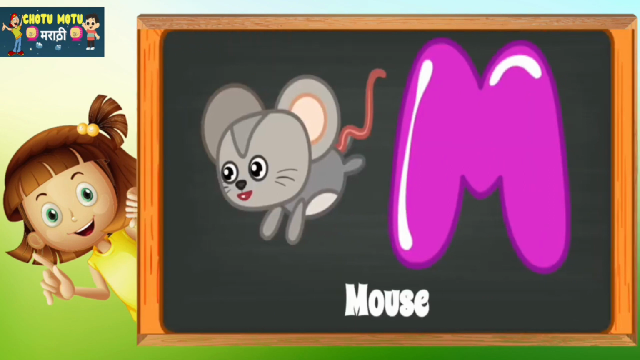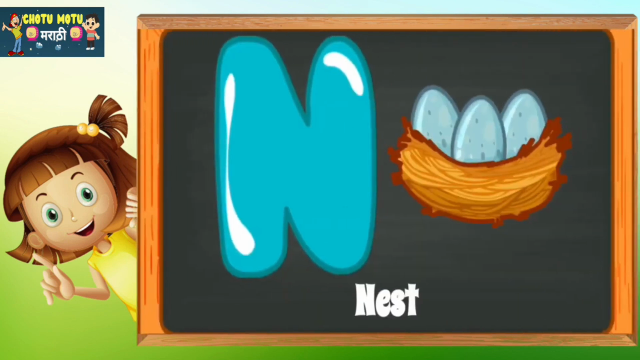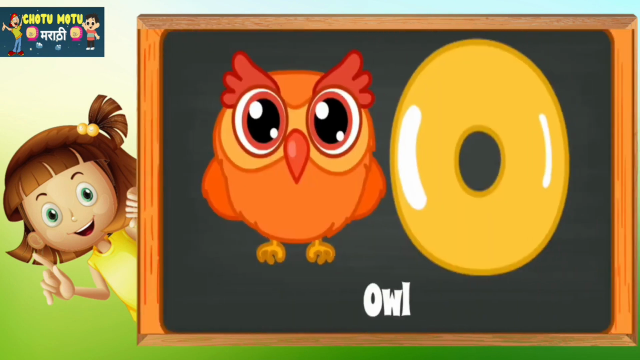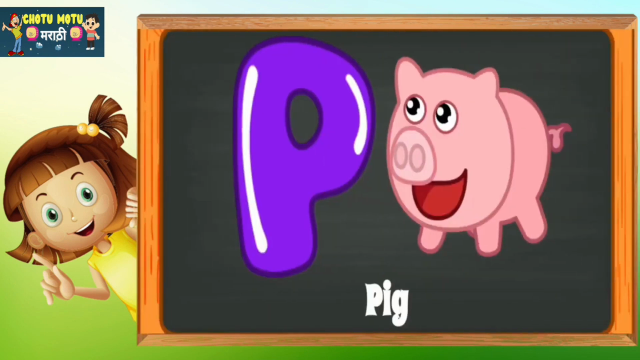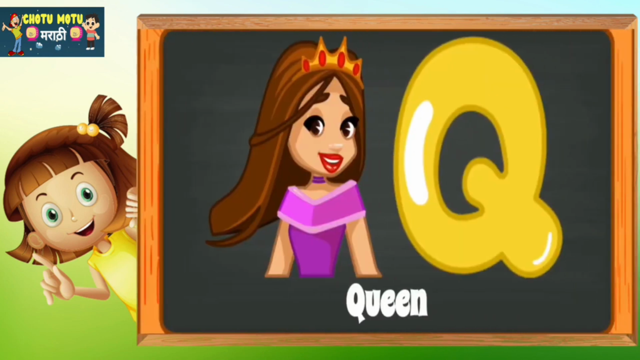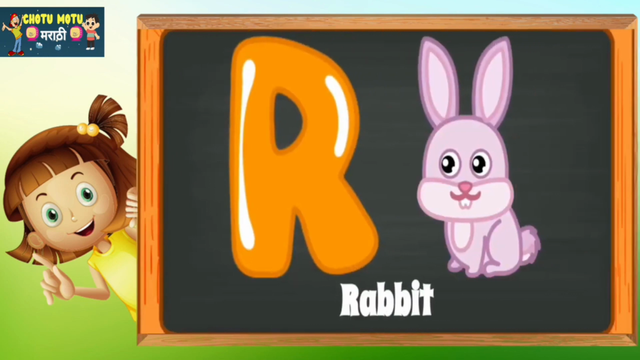M for mouse. N for nest. O for owl. P for pig. Q for queen. R for rabbit.